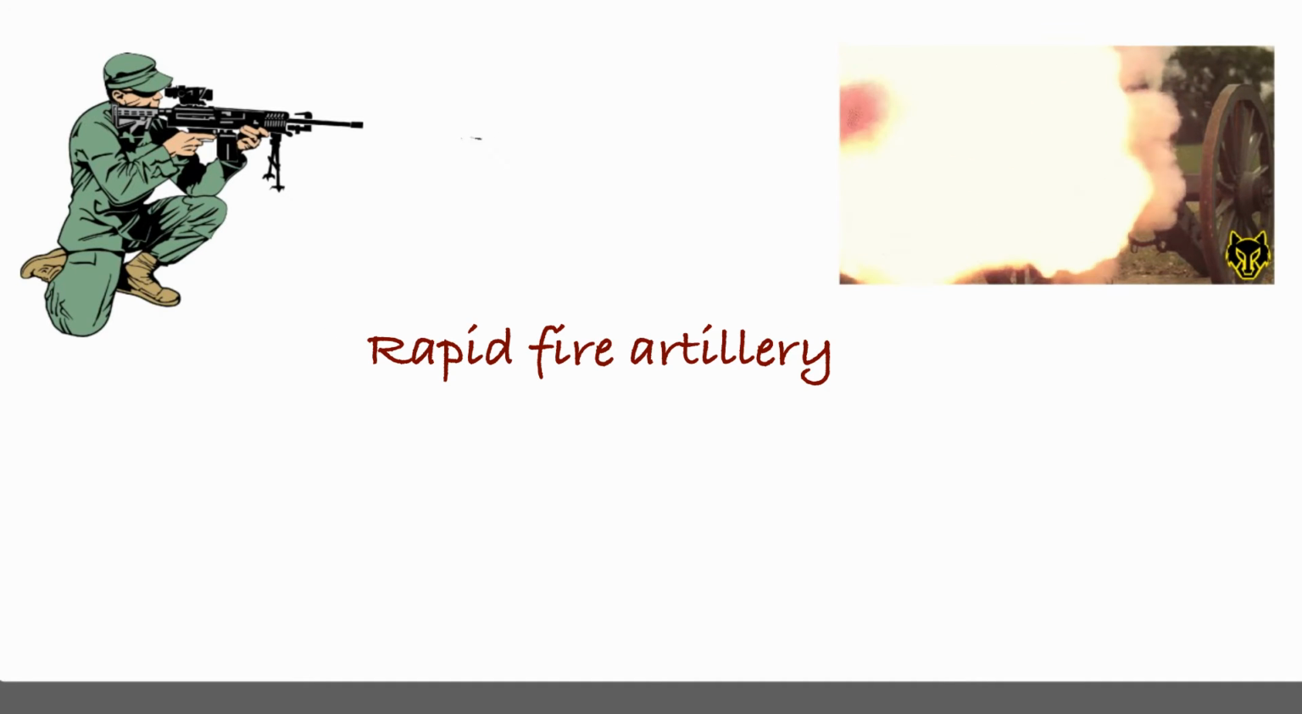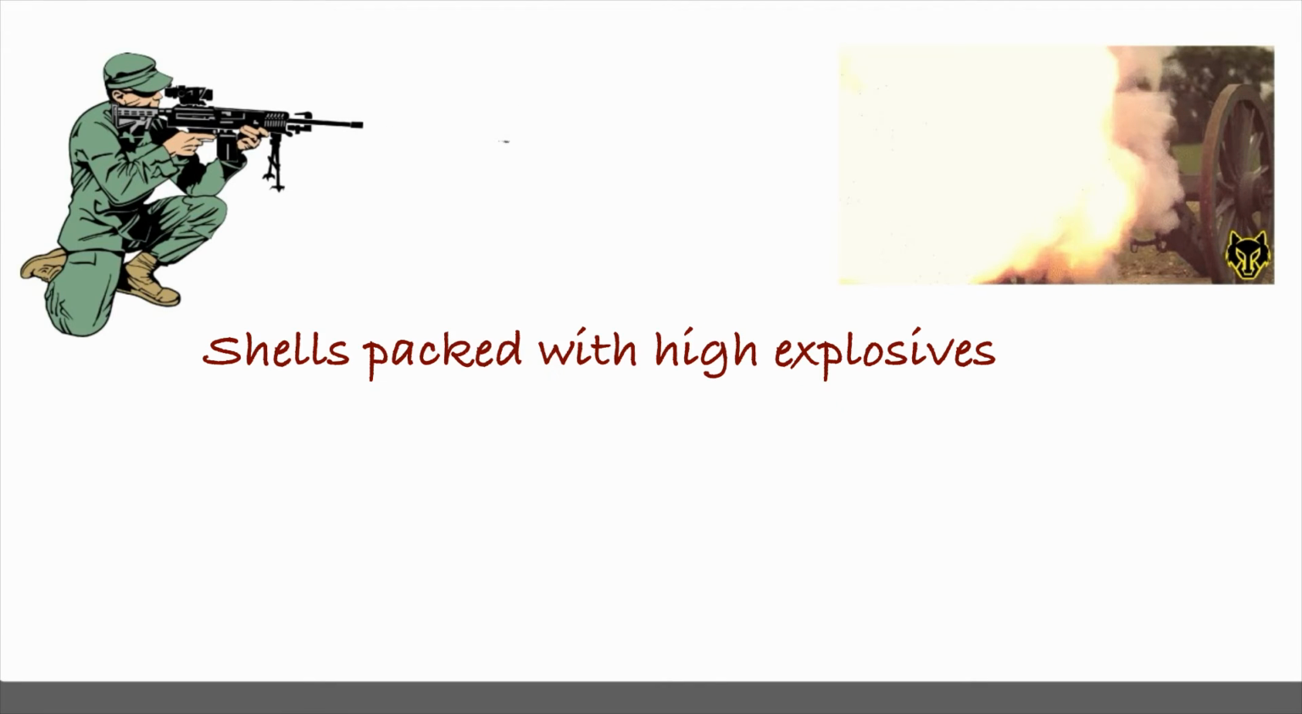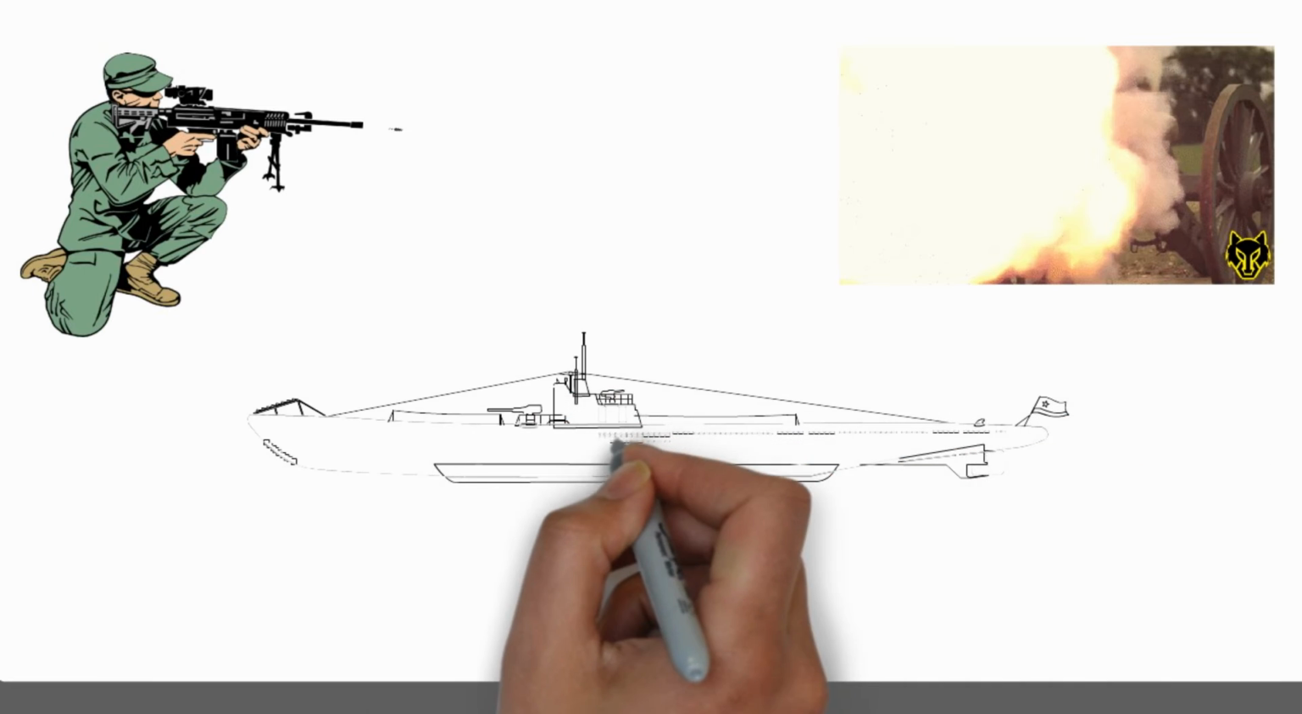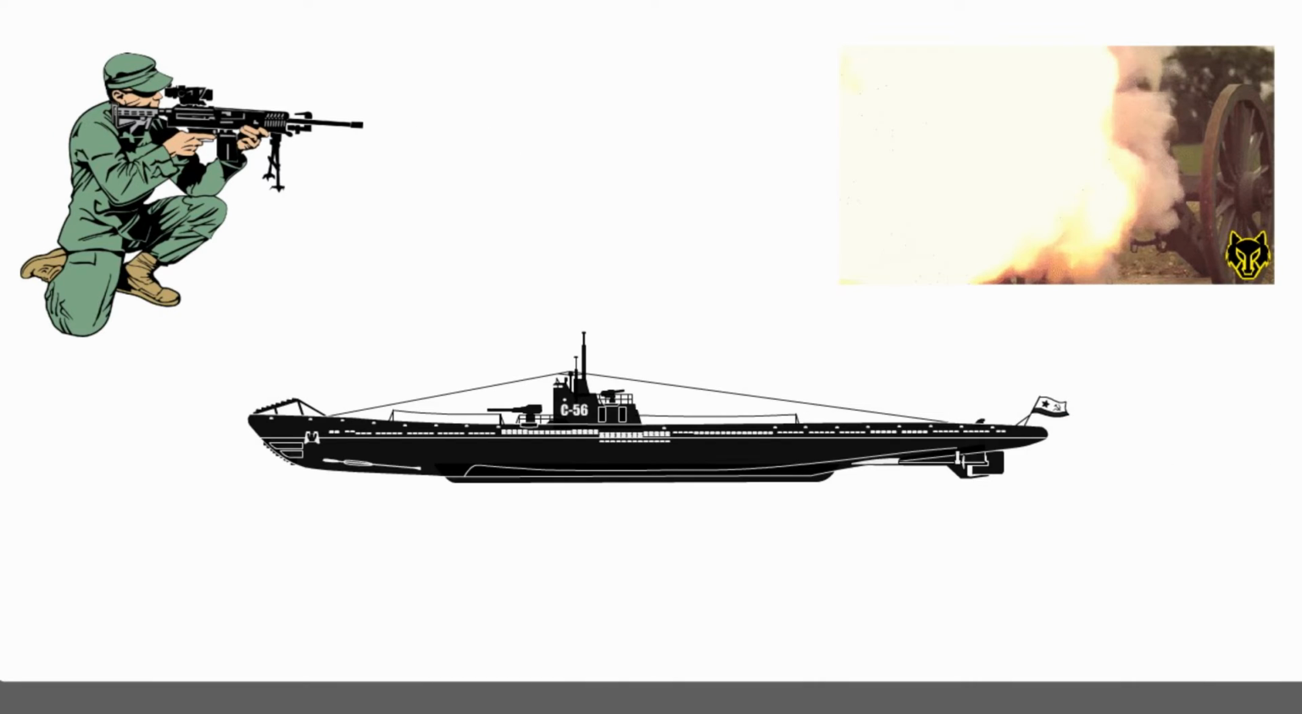The invention in the 1870s of a hydraulic mechanism that returned the gun's barrel to its original position after recoil cleared the way for rapid-fire artillery. Most important of all, scientifically designed shells packed with nitrate-based high explosives ensured that artillery fire was more destructive. At sea, torpedoes and mines proved capable of sinking the largest warships.